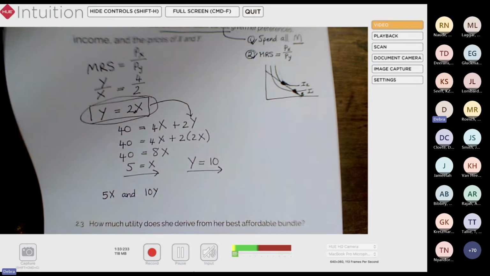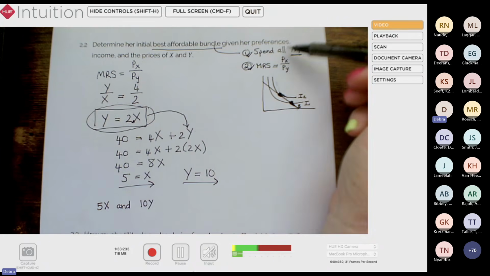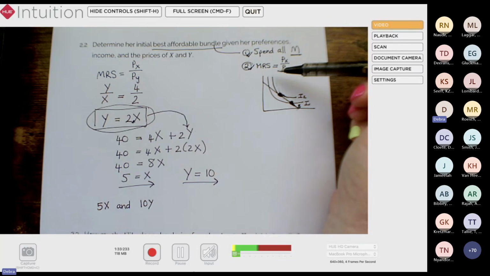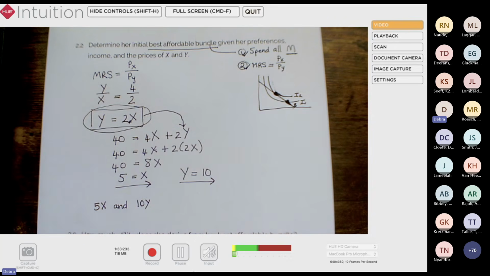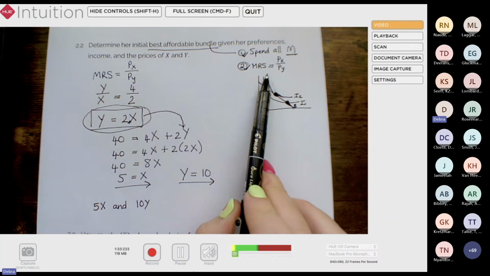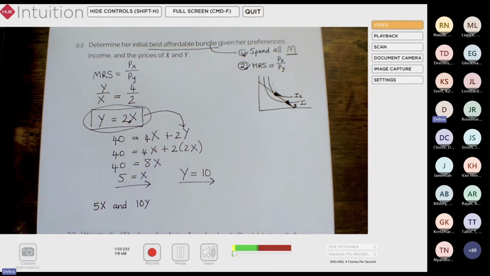So I have used the two conditions for an optimal bundle in order to solve this mathematically, which means you now don't need to memorize a method. All you need to understand is what are the two conditions for me to be at a best affordable bundle, and just use those together with the numbers in order to solve for the optimal outcome.